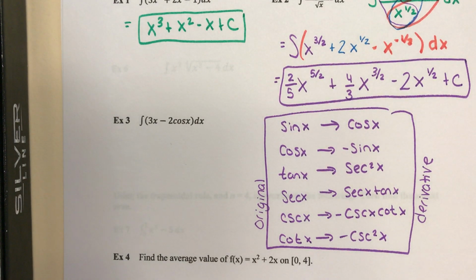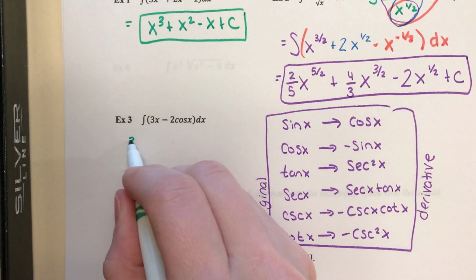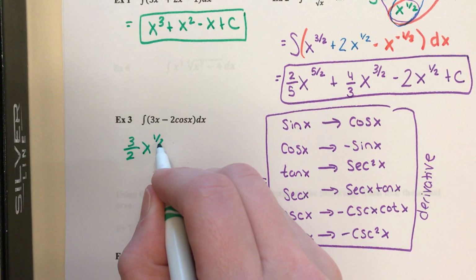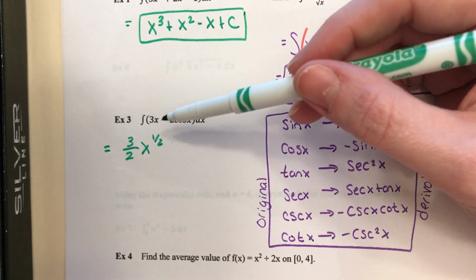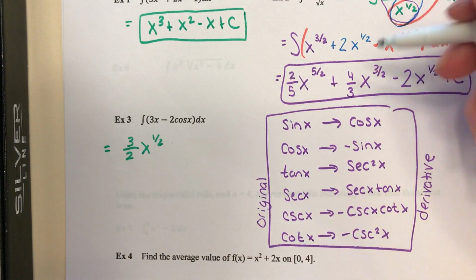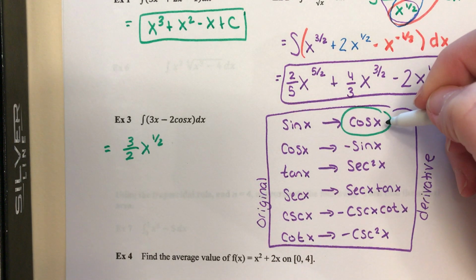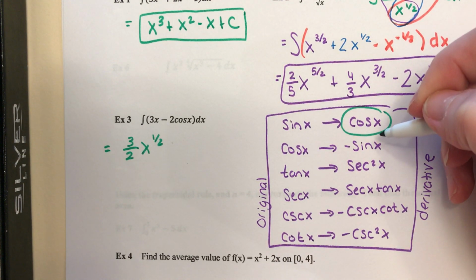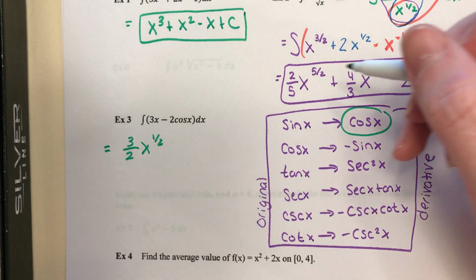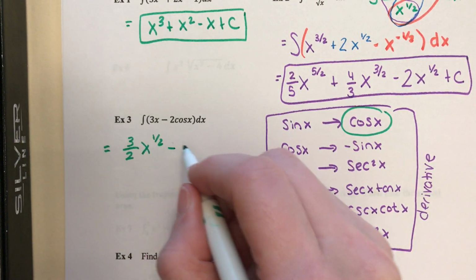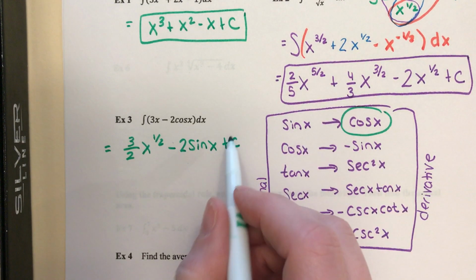Okay, so let's take a look at number 3. I'm going to work from left to right. The integral of 3x would be 3/2 x to the 1/2. Now I'm going to look at my chart. I have to take the integral of negative cosine. So I'm going to find cosine, which is right here. I'm working backwards to take the integral, and it's not a negative cosine. So if the integral of cosine is sine, the integral of negative cosine would have to be negative sine. So I'm going to write negative, and I'm going to bring down the 2 sine of x plus c.